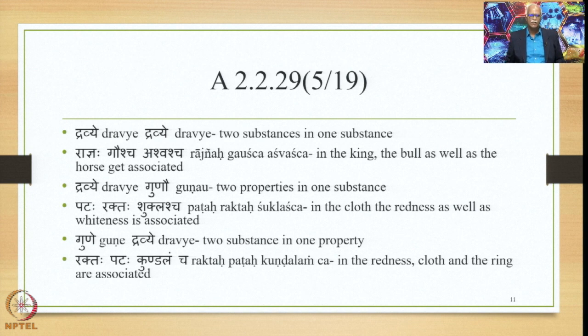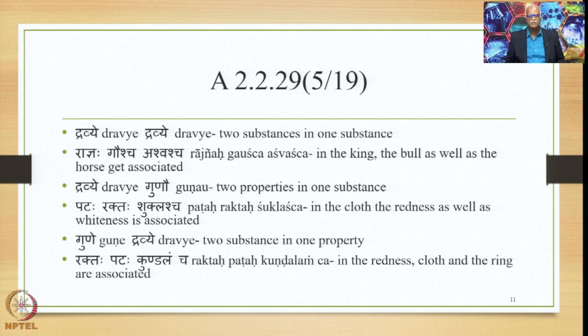So, radnyaha gauscha ashvascha. In the king, the bull as well as the horse, they get associated. Rajan is the dravya. Gau and ashva both are also dravya. So, there is samuchaya of gau and ashva, samuchaya of the dravyas, two substances, in one substance, namely rajan.